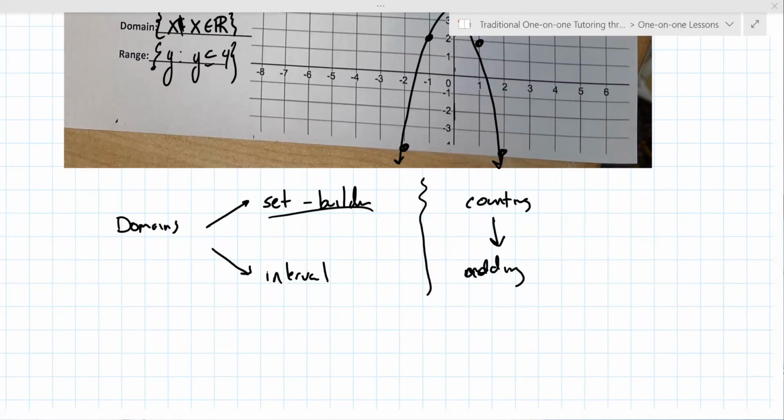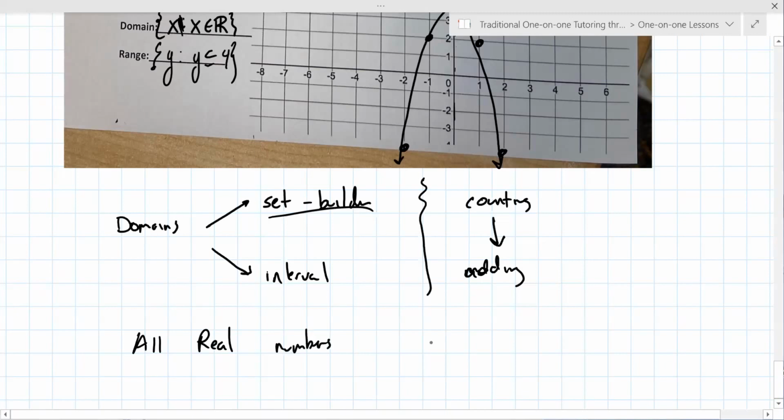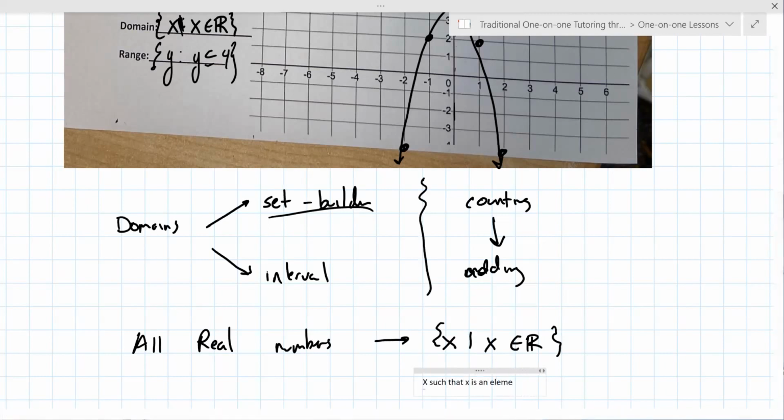Maybe one more time, explain just the domain thing. So all real numbers is written this way: x such that x is an element of the real numbers. And let me type it here so you can see it as well. x such that x is an element of the real numbers. Okay, and that's how you read this here.